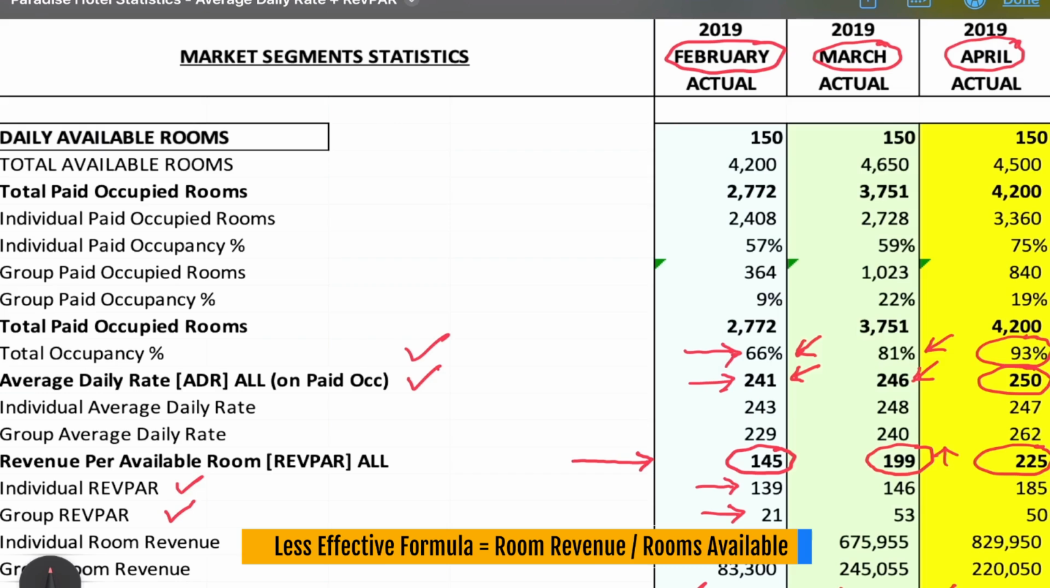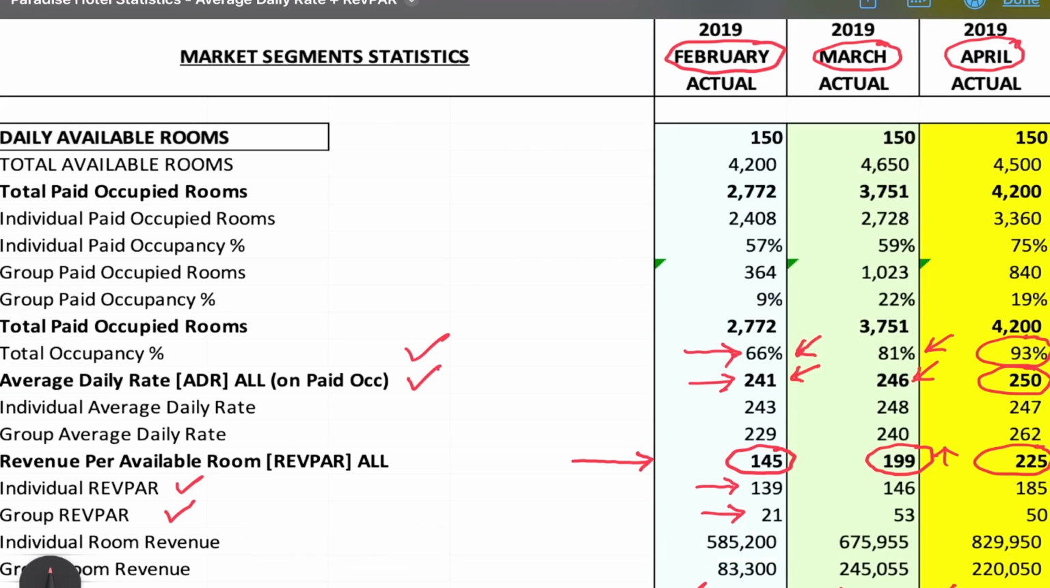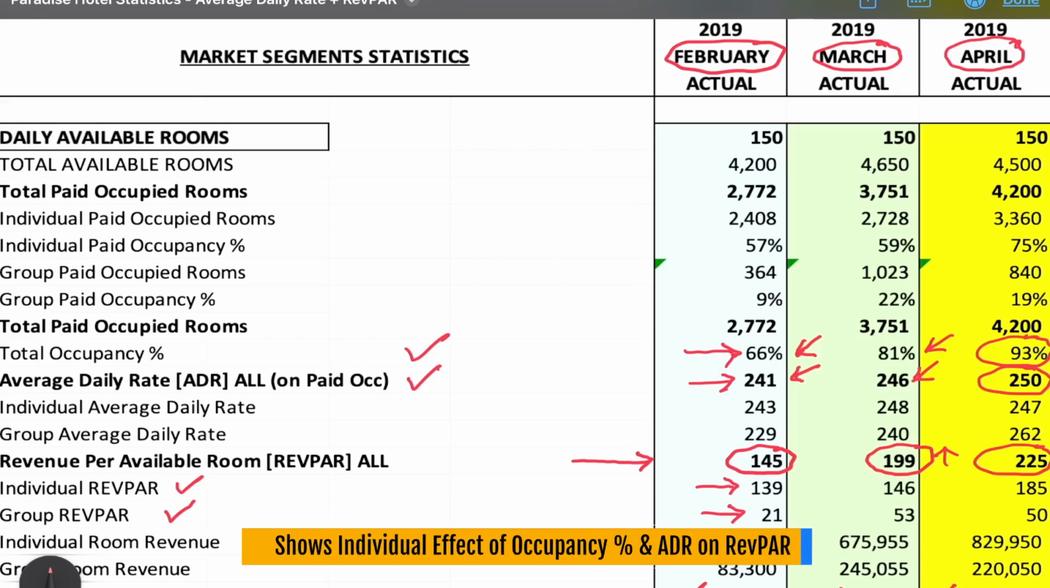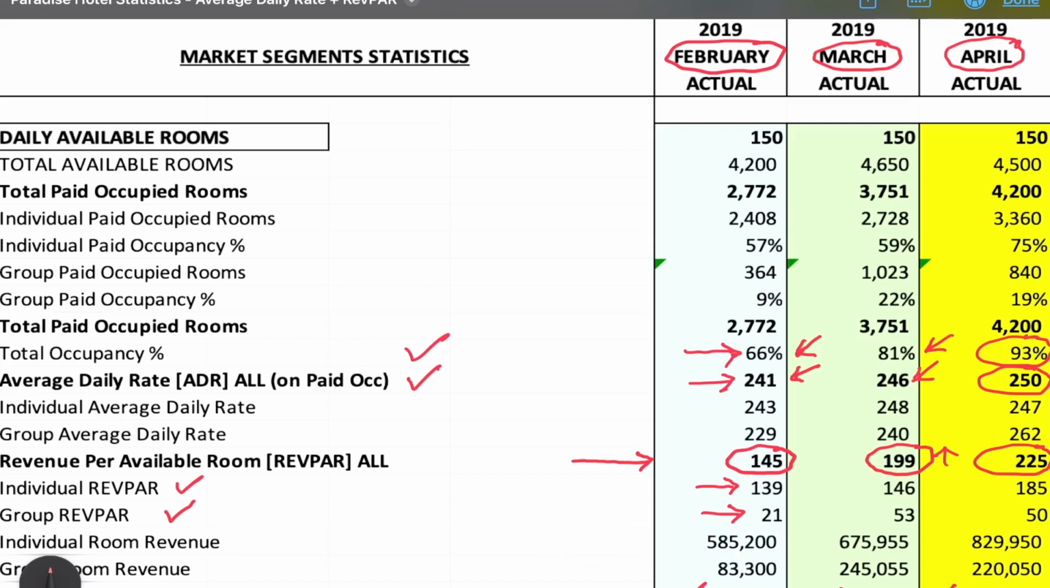Why is the first calculation a more powerful approach? Because it actually can show you how much of the RevPAR is due to the occupancy and how much of it is due to the average daily rate. Two indispensable pieces of information that will tell you how the profitability of Paradise Hotel ultimately ends up.